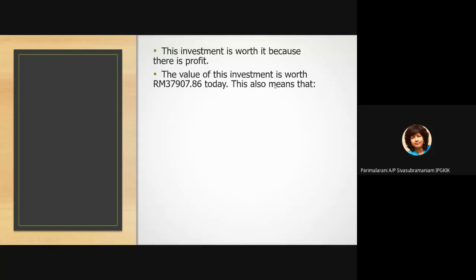The value of this investment is worth 37,907 ringgit today. This means that any initial investment up to this will be worth it. Even if you invest 32,000, it will be worth it. If you invest 35,000, also will be worth it. If you invest 37,000, also will be worth it. Any investment up to this amount will be worth it.